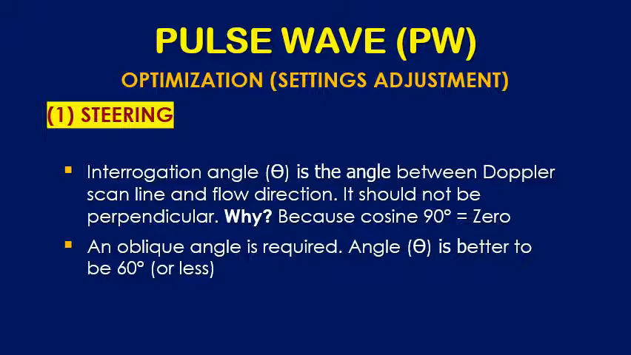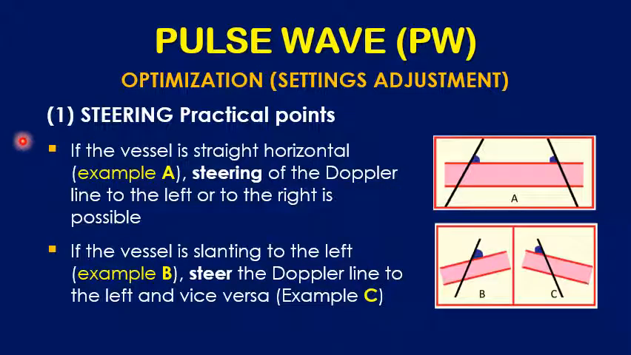Why? Because 90 degree means cosine theta 90, it means that I'm having a zero Doppler shift. So the more oblique the angle theta, the better for the waveform. So let's have here some examples of steering of the scan line, Doppler scan line.